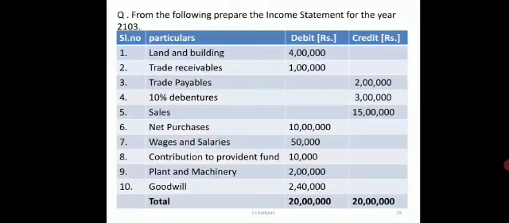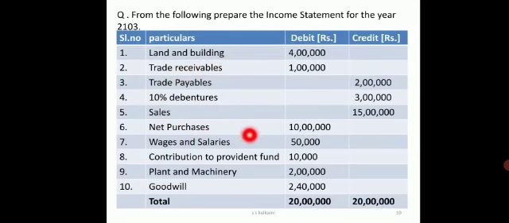Now we'll have a problem which is going to be prepared on profit and loss. From the following, prepare income statement for the year 2013. They have given land and building, trade receivables, bills payable, debentures, sales, net purchases, wages, contribution to provident fund, plant and machinery, goodwill, and the total. So it's a mixture of assets and the expenses.